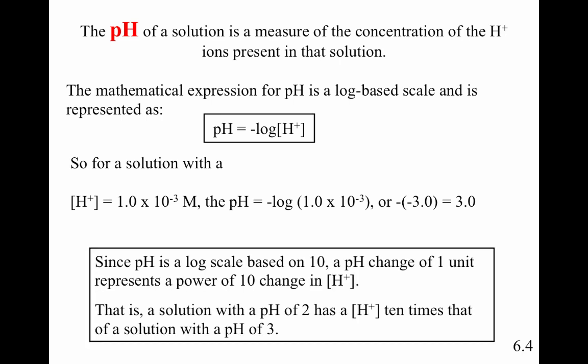Since pH is a log scale based on 10, a pH change of 1 unit represents a power of 10 change in the H+ concentration. That is, a solution with a pH of 2 has a hydronium concentration 10 times higher than that of a solution with pH 3. So as the pH goes down, the hydronium concentration goes up. It's more acidic if it has a lower pH.